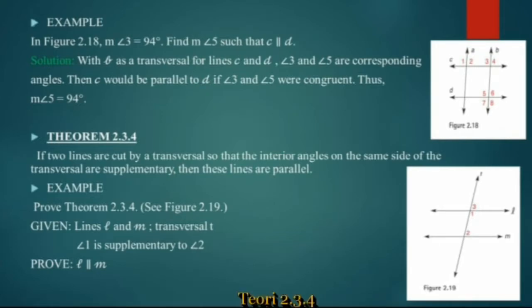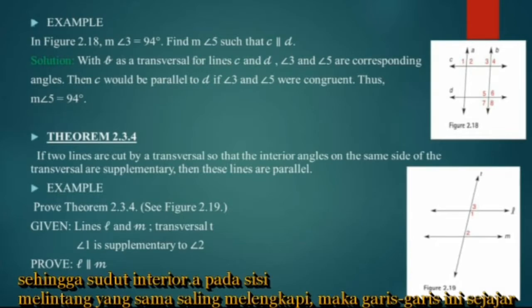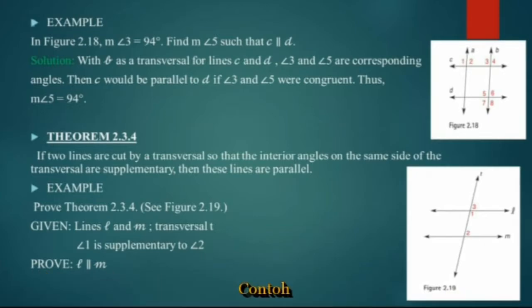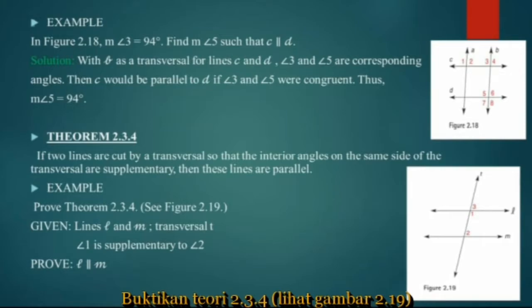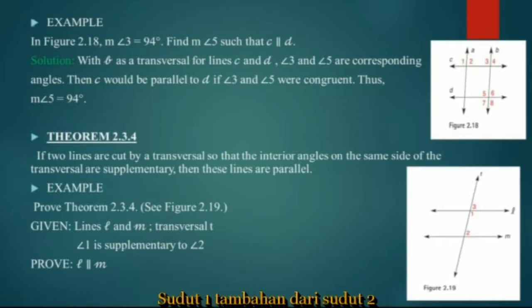Theorem 2.3.4. If two lines are cut by a transversal so that the interior angles on the same side of the transversal are supplementary, then these lines are parallel. Example: prove Theorem 2.3.4. See figure 2.19. Given lines L and M, transversal T, angle 1 is supplementary to angle 2. Prove: L parallel to M.